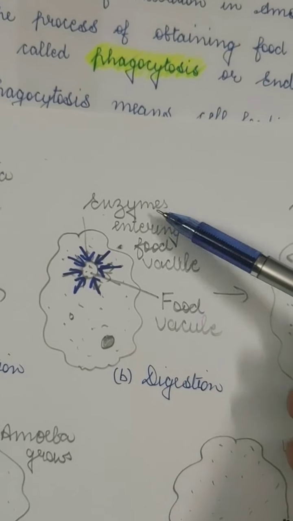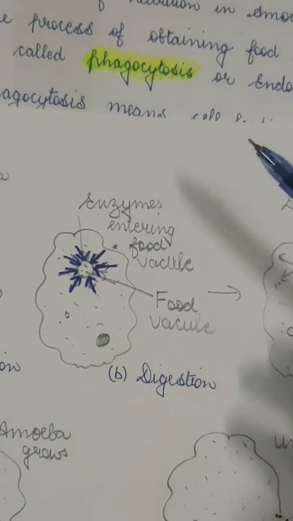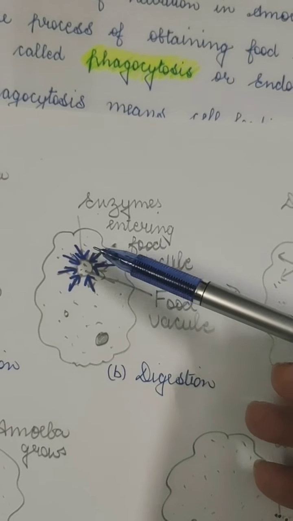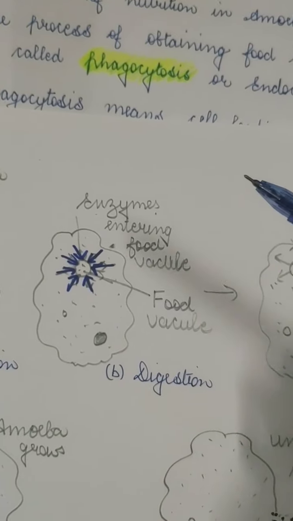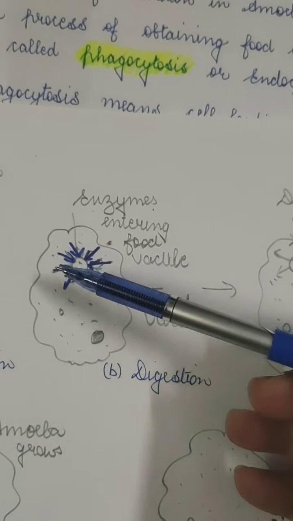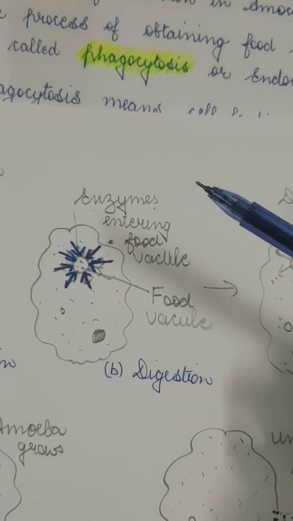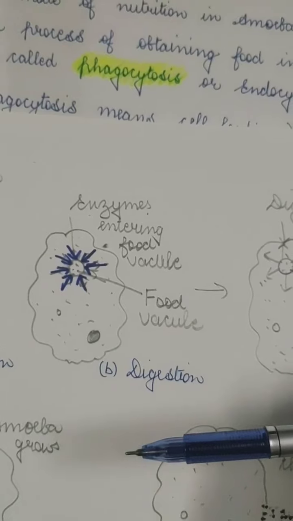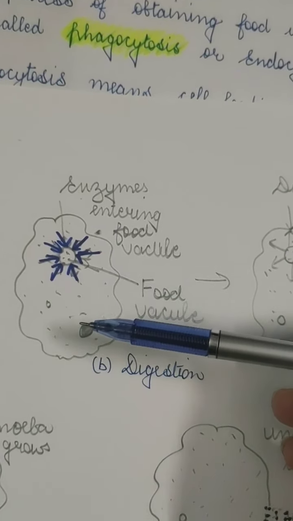The enzymes enter the food vacuole, which will help to break down the food into small molecules or a simpler form. So there will be a chemical reaction in this food vacuole. With the help of that chemical reaction, the food will be broken down into smaller molecules and it will become soluble so that the amoeba can absorb the food.